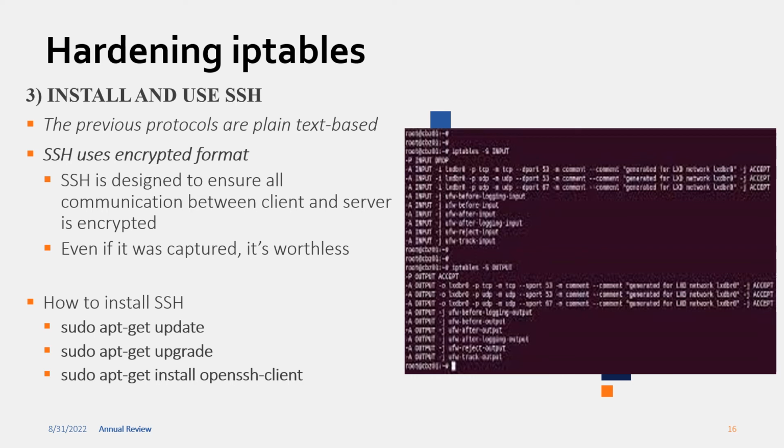Finally, it's installing and using Secure Shell, SSH. Because the previous protocols that I mentioned are plain text-based, meaning that all communication is based on plain text, and that's what enables such easy interception from packet sniffers. Whereas Secure Shell uses encryption. So even if they captured it, without any encryption key to decrypt the encrypted messages, they're just going to be getting a bunch of hash and hullabaloo. It's essentially worthless. So before you install SSH, if it's not included within IP tables yet, you would update the system, upgrade it, make sure everything's up to speed, and then install it as a client.